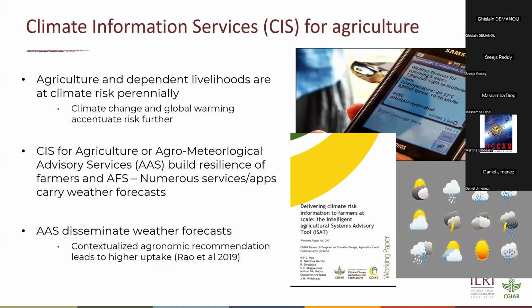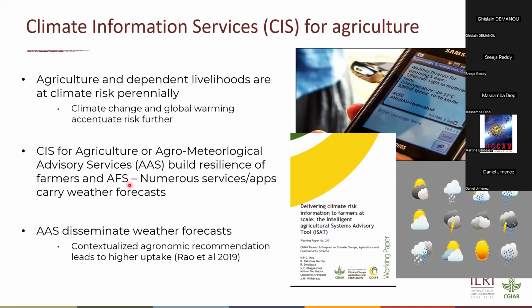So that's where the idea of climate information services for agriculture came about. Increasingly, people will also refer to this as agro-meteorological advisory services, right? And there's been a lot of scientific literature which says that high quality agro-advisory services, agro-met advisory services, can build the resilience of farmers and agri-food system actors.